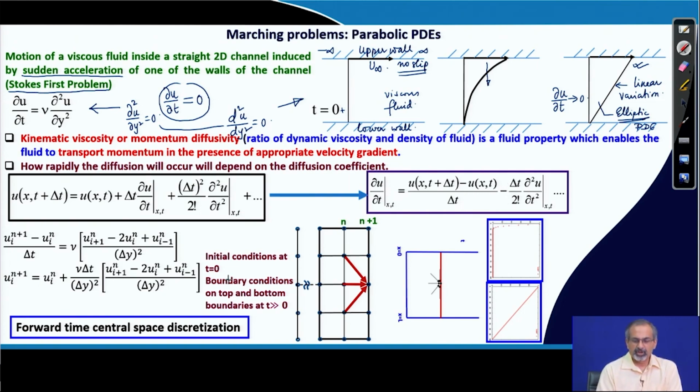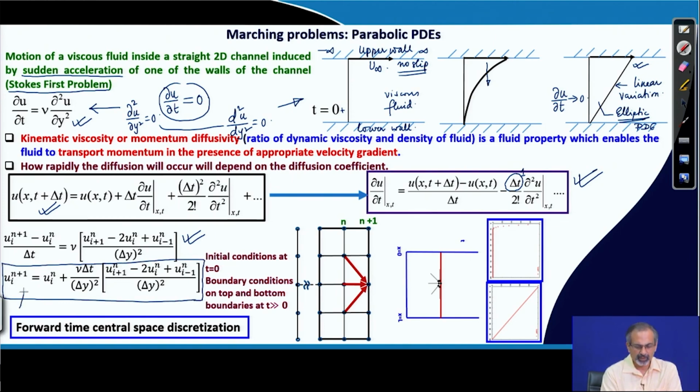Now, in order to solve this problem, we have to expand u in time also. So, we use the Taylor series to expand it in time and we obtain an expression for del u del t, which is first order accurate in time because the index is 1 here, and we substitute it on the left hand side of the governing equation. The right hand side is discretized using the central differencing scheme, which is second order accurate, and we rearrange the terms and the final form comes up like this.